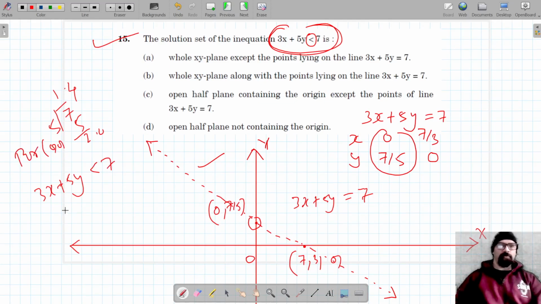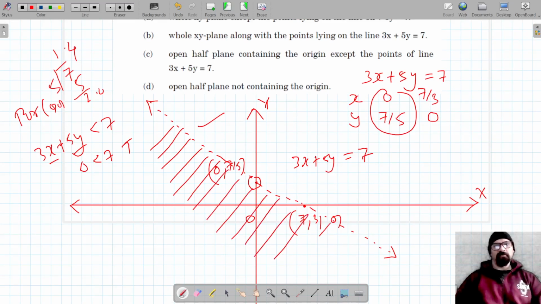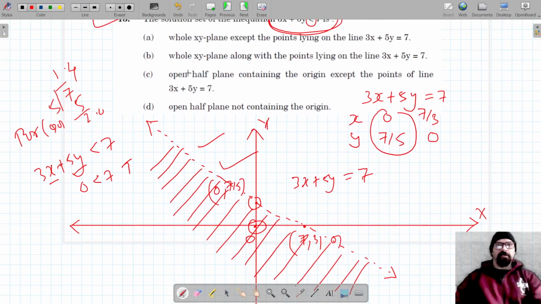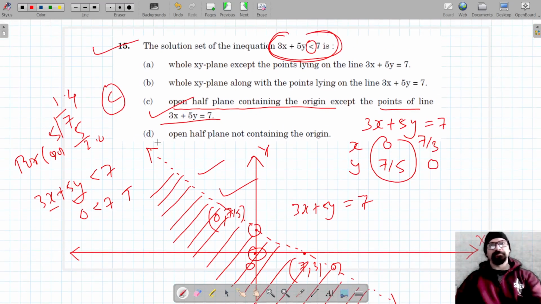Now let's check this inequation for 0 comma 0. If I put x and y as 0, it gives me 0 is less than 7, which is true. So that means the solution region is towards the origin, that is, it includes the origin, but it does not contain the points on the line. So we have the option here, open half plane containing the origin except the points of the line 3x plus 5y is equal to 7. So C is the correct option for this one.